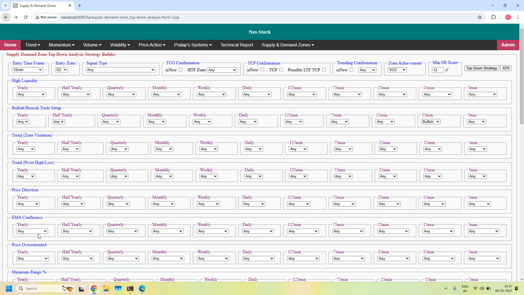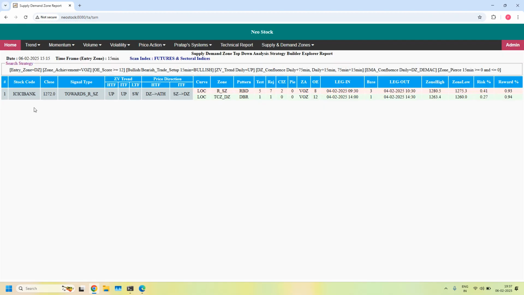Let's verify. In the EMA confluence at a daily time frame, daily demand zone having daily EMA confluence filter is enabled. With this filter, but trend on daily should not be sideways, it should be only uptrend because bullish trade setup. So we got this ICICI Bank stock. This is even more high probability trade setup supported zone.